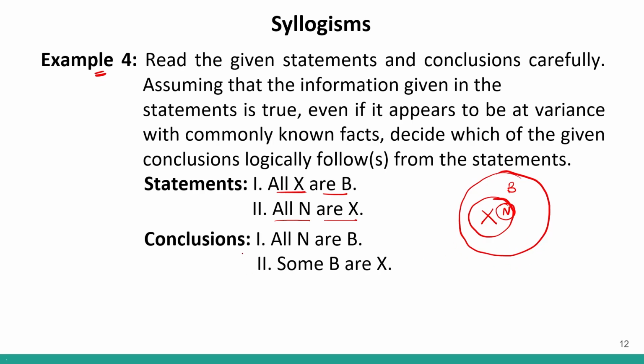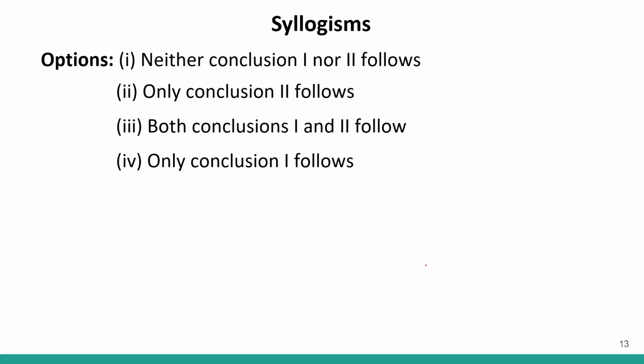Now let us look at the conclusions. Conclusion 1 says all n are b. Definitely this is correct, because if all n are x and all x are b, all n will definitely be b. Therefore, this is a conclusion that follows. Correct? Conclusion 2 says some b are x. Again, I can see b is the bigger one. There is some portion of b that is x. So this is also true. So both these statements are true. If I look at the options, option number 3 says both conclusion 1 and 2 follow. So this will be my answer. Both conclusions 1 and 2 will follow.